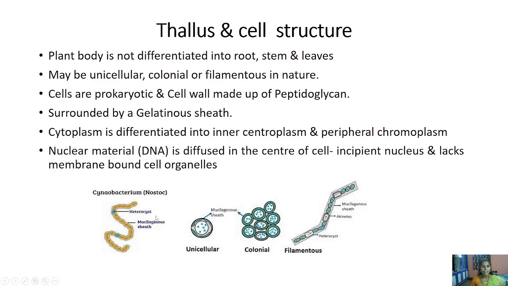In this slide, we can observe different forms of thallus of cyanobacteria. As I already mentioned, some are unicellular and some are colonial form. And Nostoc and Anabaena are examples for filamentous form of cyanobacteria.